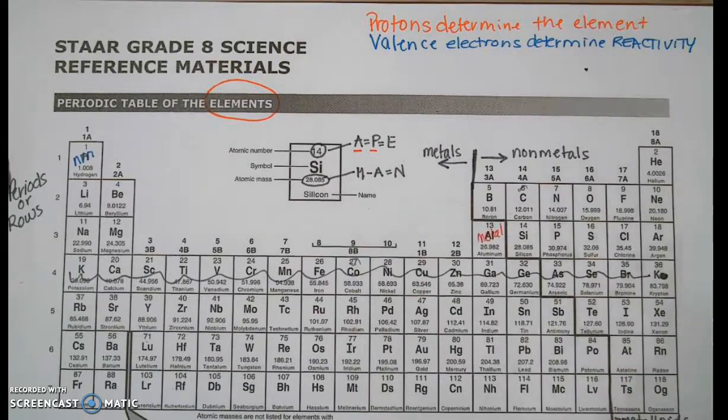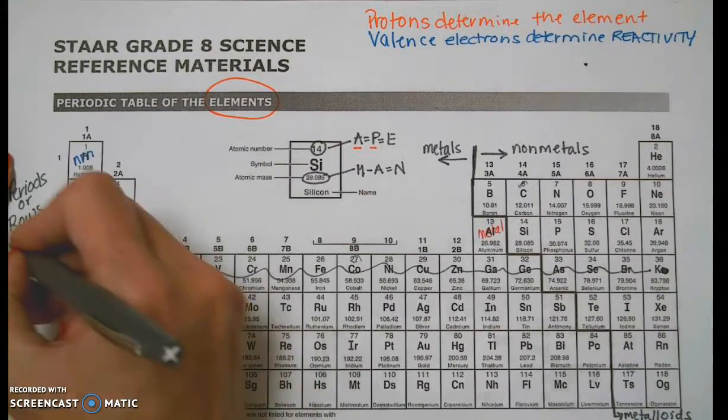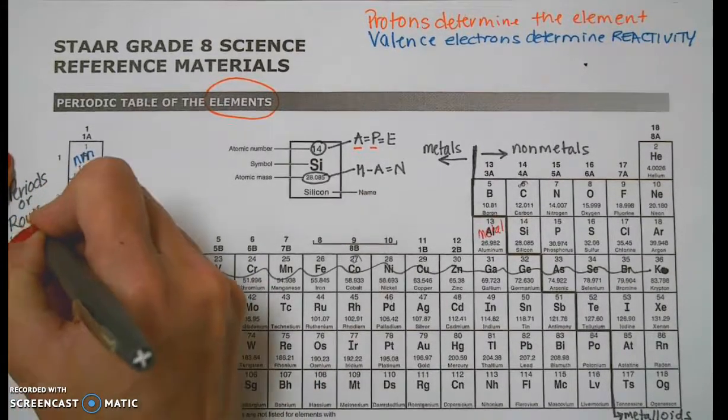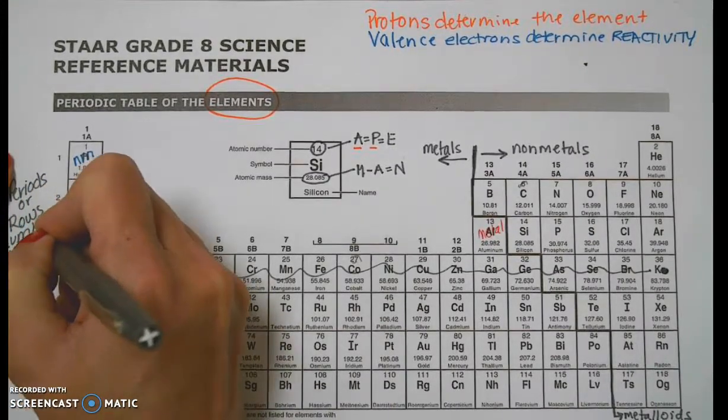Now, every element is in a certain row because they all have one similar characteristic, these elements. They all have the same number of energy levels. So the periods or row numbers tell how many energy levels an element has in that row.